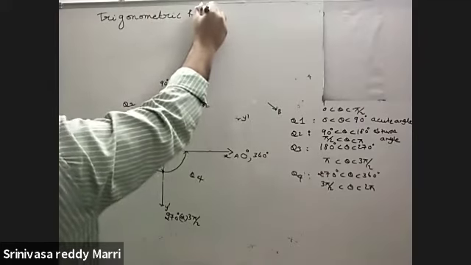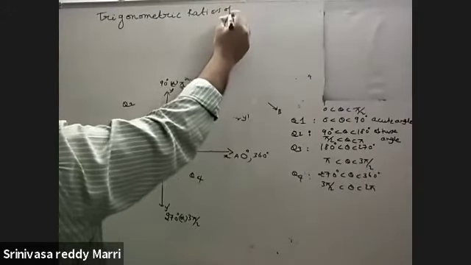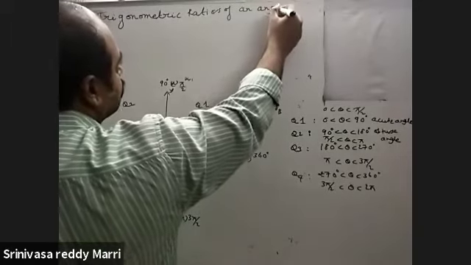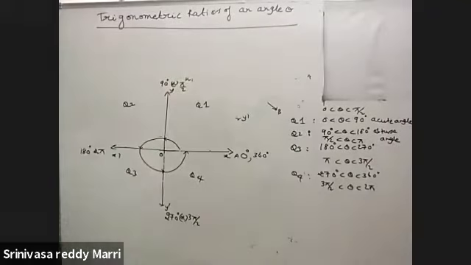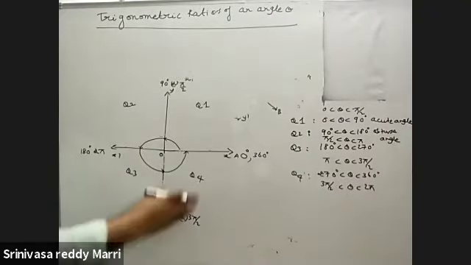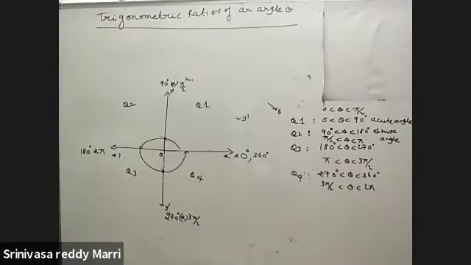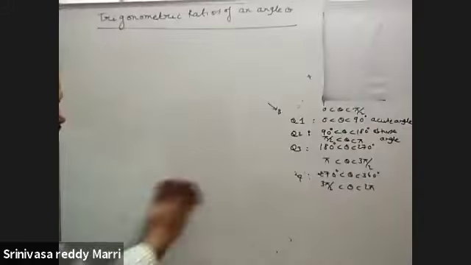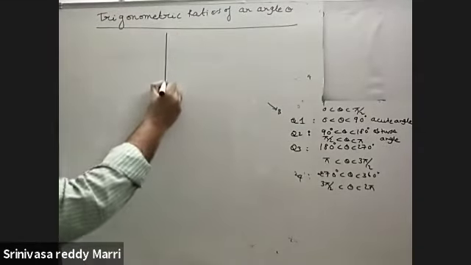Trigonometric ratios of an angle theta. Look here, I have told about quadrants. I will draw a diagram. All of you follow carefully.